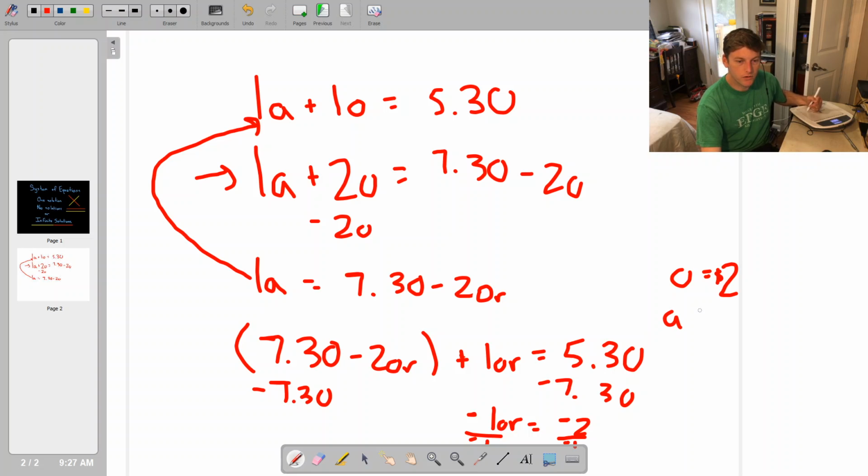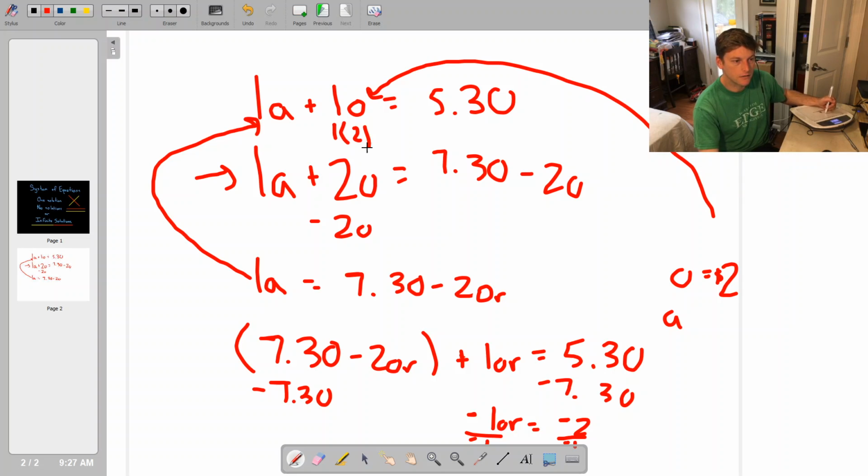Could I figure out what apples are? Well, now that I know that this is 2, I can plug 2 back into either equation. It doesn't matter. So that'll be A plus 2 equals 5.30, and then we'll subtract. I know that I'm making it not easy for you. We'll subtract 2 here. So that'll be $3.30.